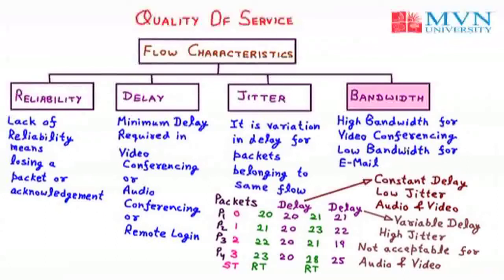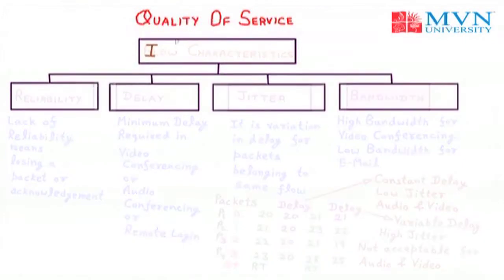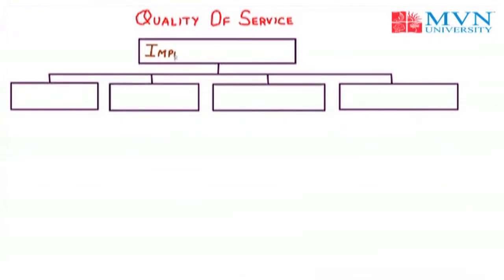So we have discussed the 4 flow characteristics, that is the reliability, that means how much connection is reliable, then the delay, that means the sending and receiving of data, we are having some delay, then the jitter, the variation in the delay, and the bandwidth, the speed required. Now, we will discuss the techniques to improve the quality of service with the help of these flow characteristics. So now we have to improve the quality of service.